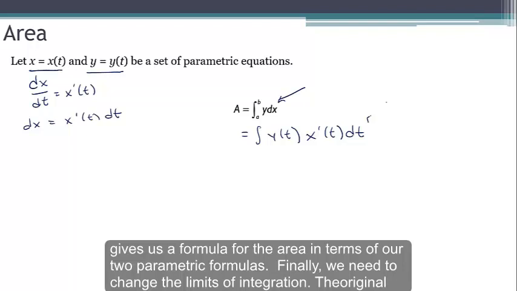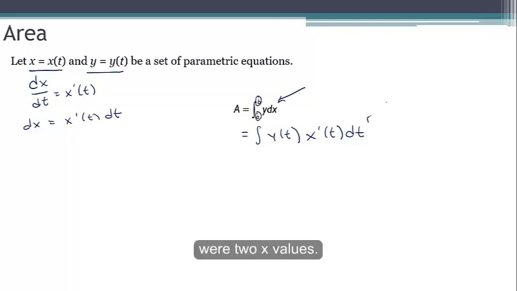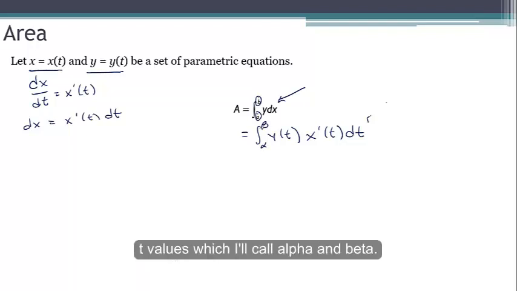And now finally, we need to change the limits of integration. The original function was integrating in terms of x, so the boundaries of the integral were two x values. Since our new formula is integrating with respect to t, the limits need to be changed to corresponding t values, which I'll call alpha and beta.